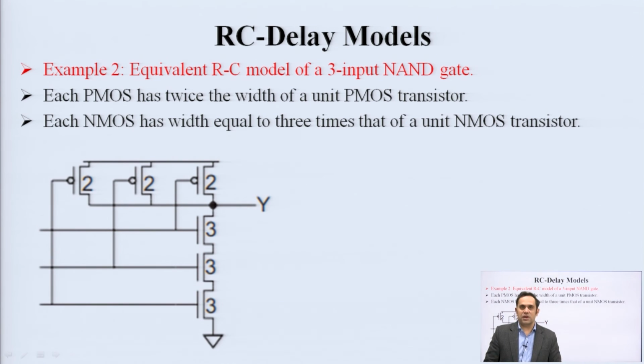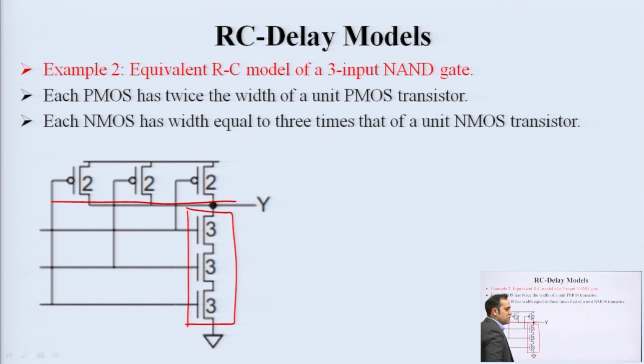Similar thing can be applied to an RC model of a 3-input NAND gate. Here, because at a particular time only one PMOS transistor can be turned on for logic 1, you just use a unit PMOS transistor of twice the width of a unit NMOS transistor. But for logic 0 at the output, you need 3 transistors to be on in series. So, you design the transistor such that it has a width 3 times that of a unit NMOSFET, so that each MOSFET is going to contribute 1/3 of the resistance.